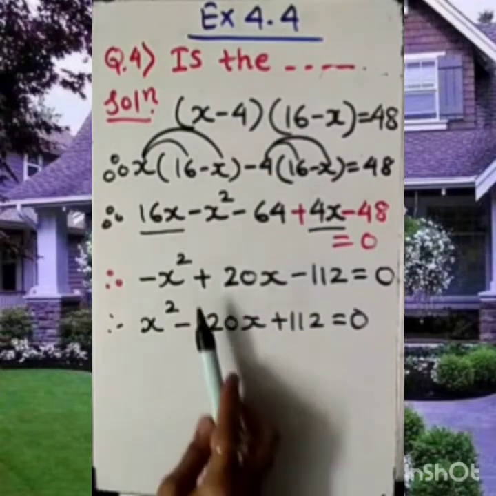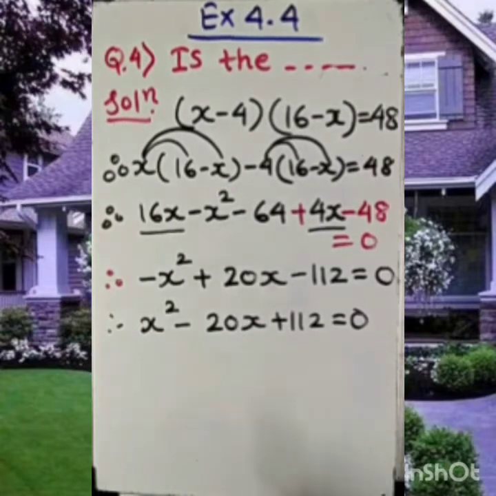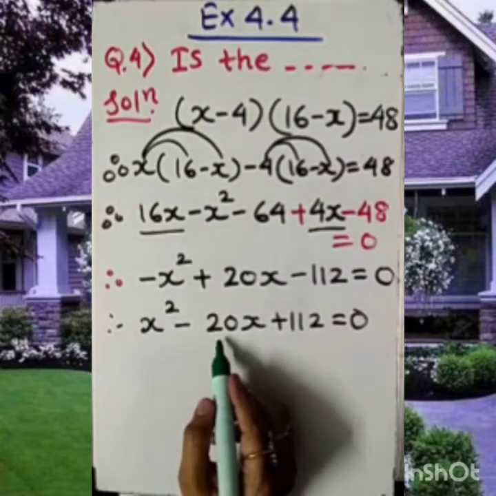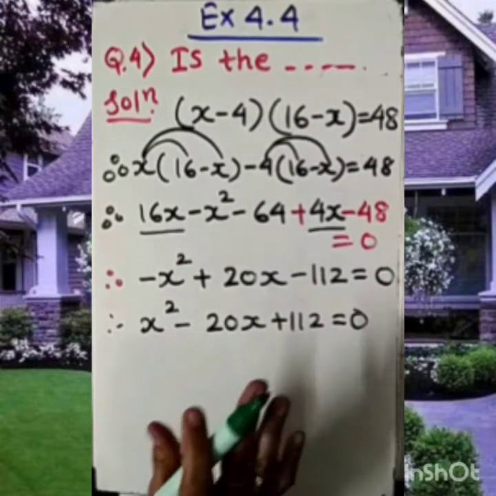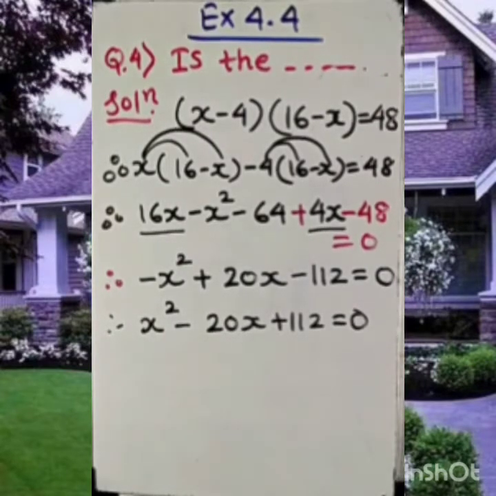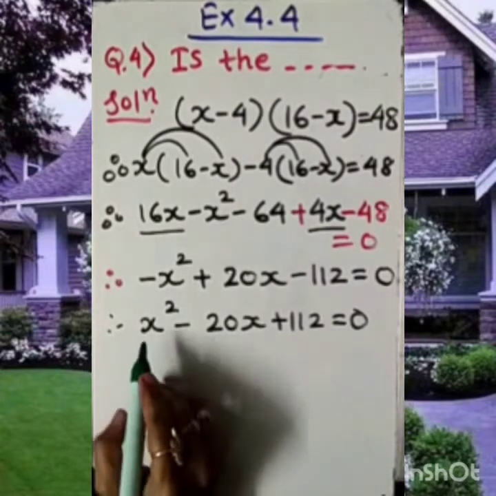So sign will be changed. Now, if we want to apply the middle term splitting method for solving this equation, we need to have the factors of 112, such a factor so that the difference should be 20. If not, then we can work out with another method, quadratic equation. Better I need to apply here quadratic equation method.